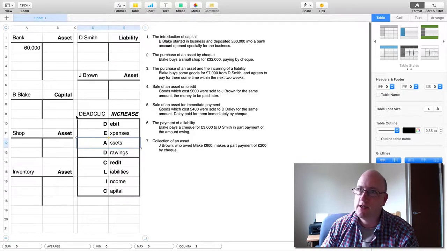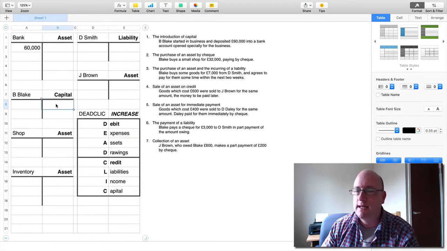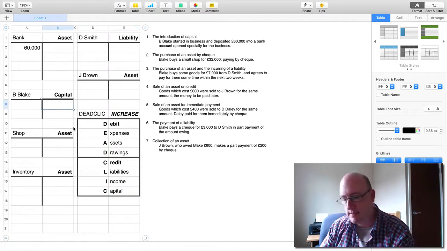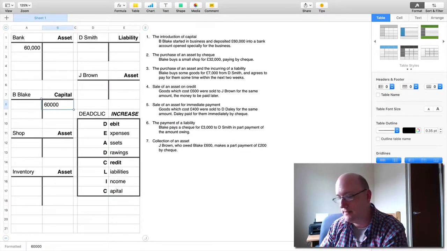So the other side of that transaction is going to affect B. Blake's capital account. So we're increasing the amount of capital that's owed back to B. Blake. So the capital account, which is here, the capital account down here, again we're increasing it, so we're following the DEADCLIC rule of increasing. We're increasing capital, which is there, so it's got to be a credit. So I'm going to type in there £60,000.